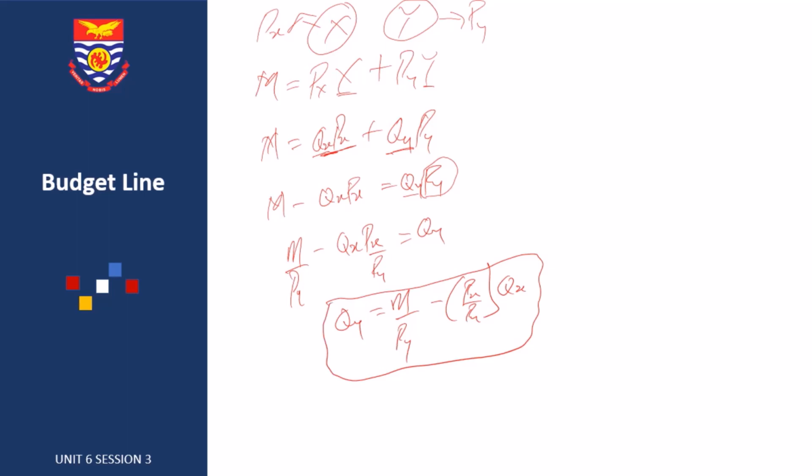Now if you want to find the y-intercept, M over PY will be the y-intercept. That is, we are talking about you want to spend all your income on good Y. In this case, we ignore this part. Okay, that is the y-intercept.